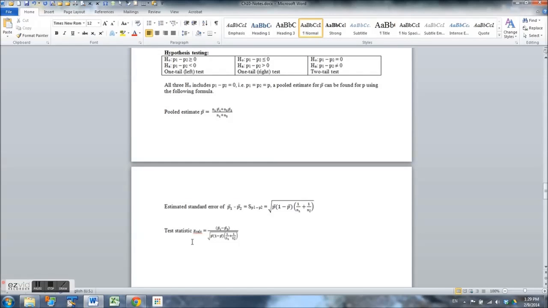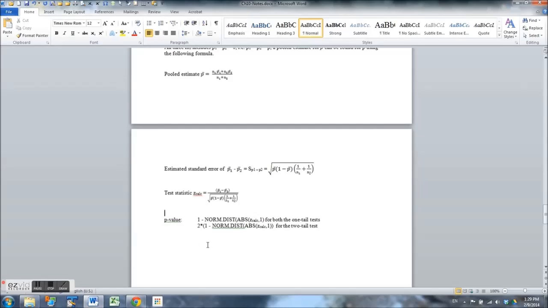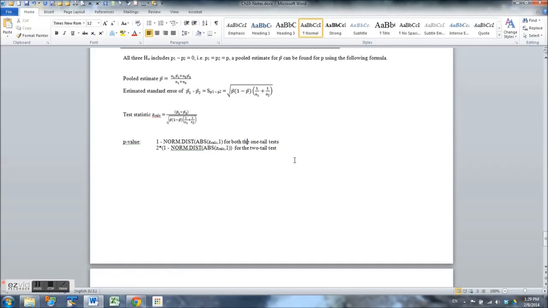We can use this in our z statistic. So the z calculated value is given by this formula, and once we have the calculated test statistic value, we can use the NORM.DIST function to calculate the p-value. So the first one is for the one-tailed test, the second one is for the two-tailed test. So once we have the p-value, then we can make a conclusion.